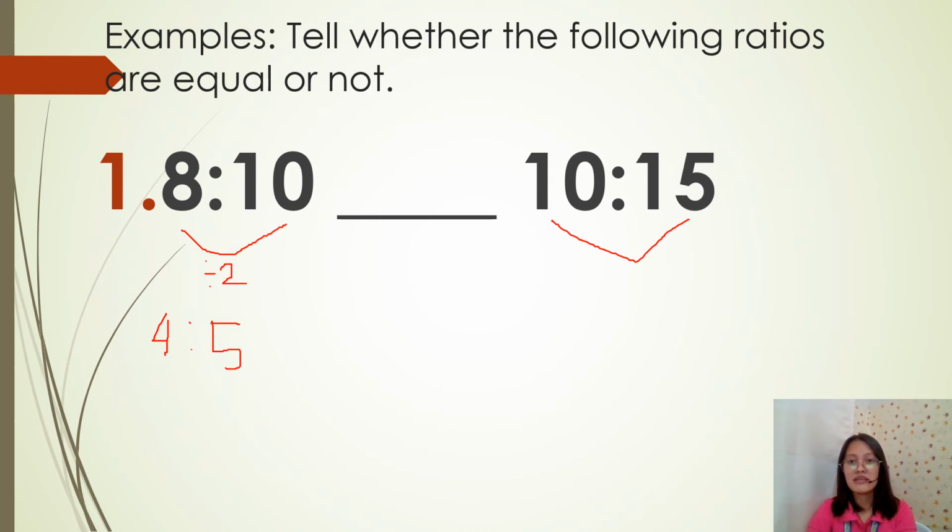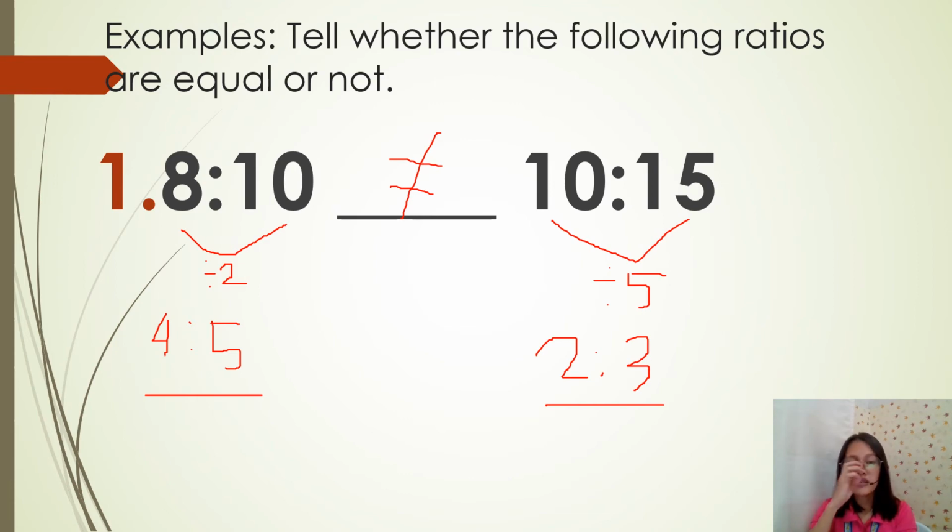Next, dito naman, sa susunod na ratio, get the GCF of 10 and 15. Divisible by what number siya? Correct? Divisible by 5. Then divide both terms by 5. 10 divided by 5, that is 2. And then 15 divided by 5, that is 3. Kung makikita natin ang simplified form, 4 is to 5, 2 is to 3. They are not the same, hindi sila magkaparehas. Therefore, these ratios are not equal.